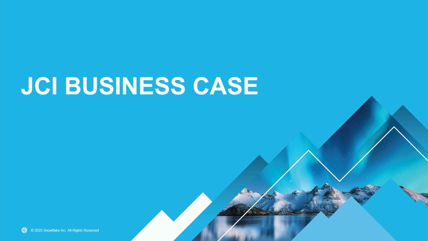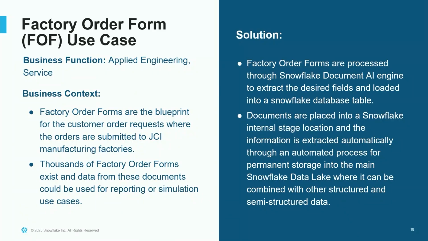Okay, let's talk about the JCI business case. Factory order forms. I think about a year ago when we were here at Summit, we first heard about Document AI. It was just coming out into pretty active use at that point, getting into GA, and our ears perked up because it's like, wow, we have a lot of unstructured data, a lot of documents that are generated by systems, used once, but packed with interesting data that can be useful to us later.